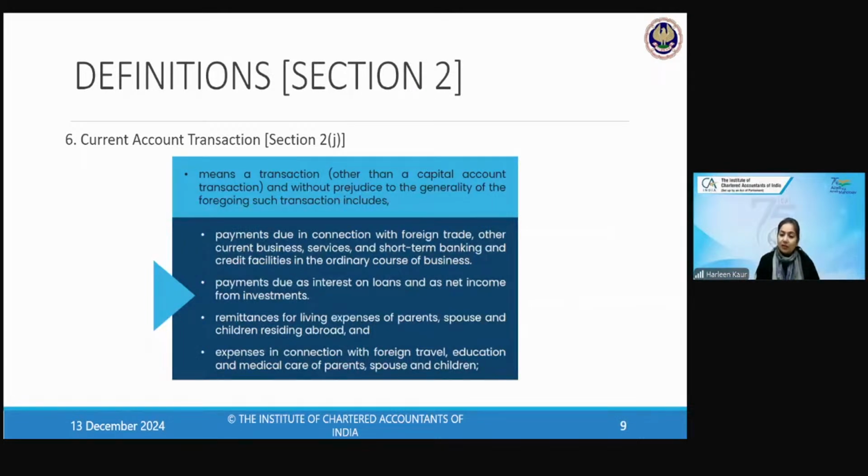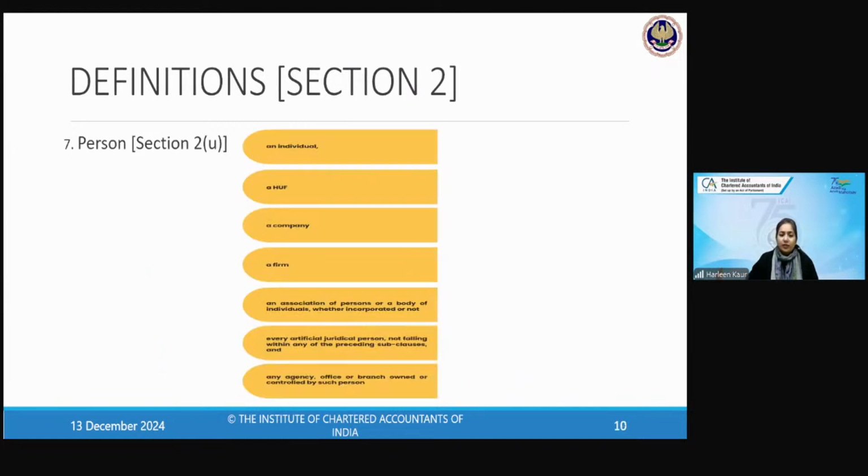So capital assets include contingent liabilities, also assets and liabilities, and current account is generally in the ordinary course of business, whatever transactions you're doing for foreign trade payments, for interest on loan, income on investments, making any payments for parents, children, medical expenditures, foreign travel, or for the living expenditures of parents and spouse who are residing abroad. Then only foreign exchange will be involved, right?